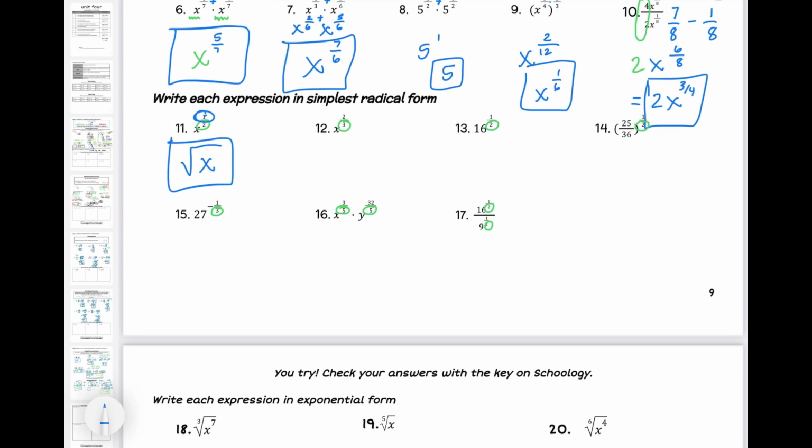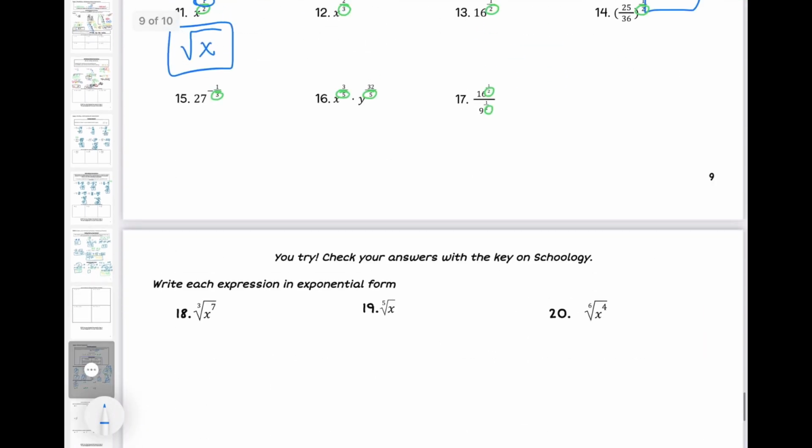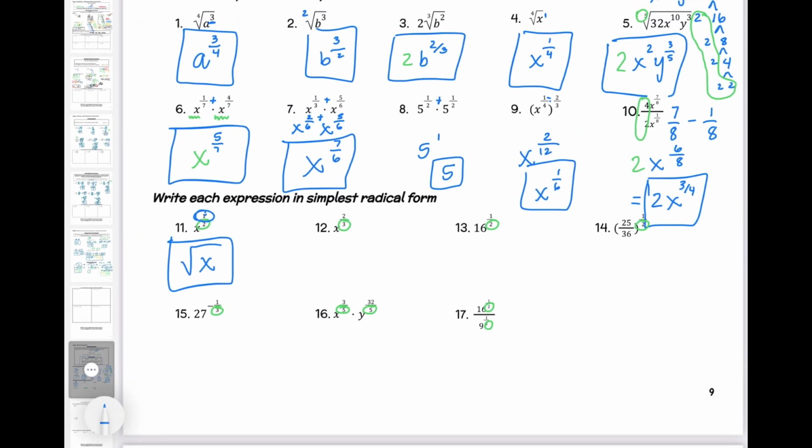For the next one, we have an index of 3. So we're going to have a cube root, and then we have a 2 up top. So we're going to have x squared on the inside. So for this next one, we have 16 to the 1/2. So that's the same thing as writing the square root of 16. And we know the square root of 16 is just 4.